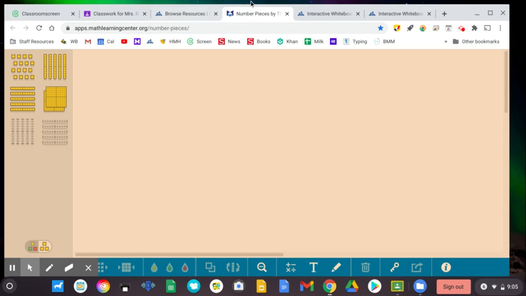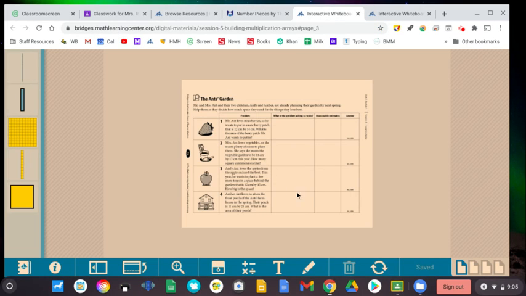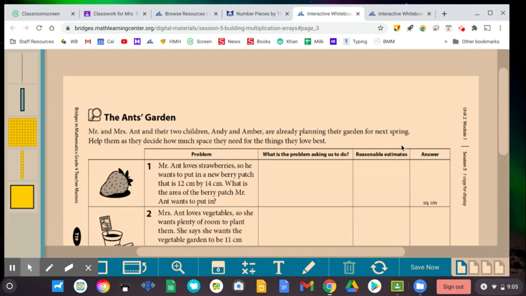Okay? So before we get into that, let's think about what's going to happen today for our lesson. So we have the story of the garden ants. Let's enlarge this so we can read it. And it says, Mr. and Mrs. Ant and their two children, Andy and Amber, are already planning their garden for next spring. Help them decide how much space that they will need for the things they love the best.